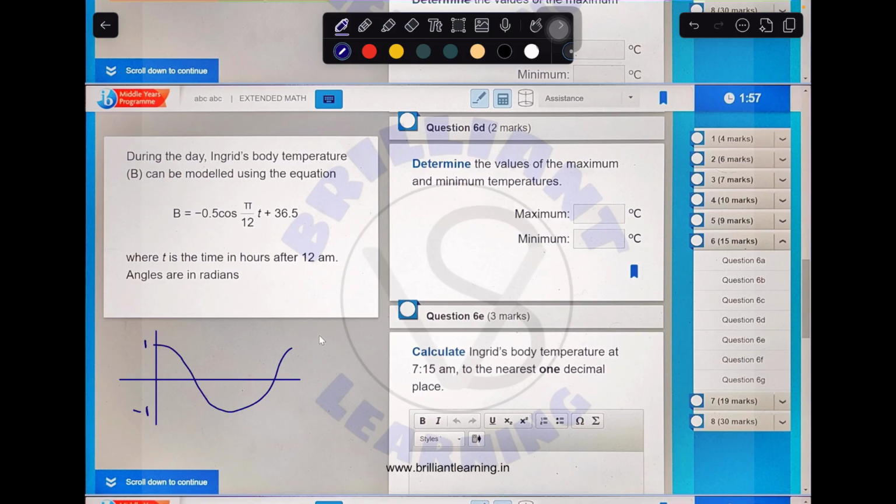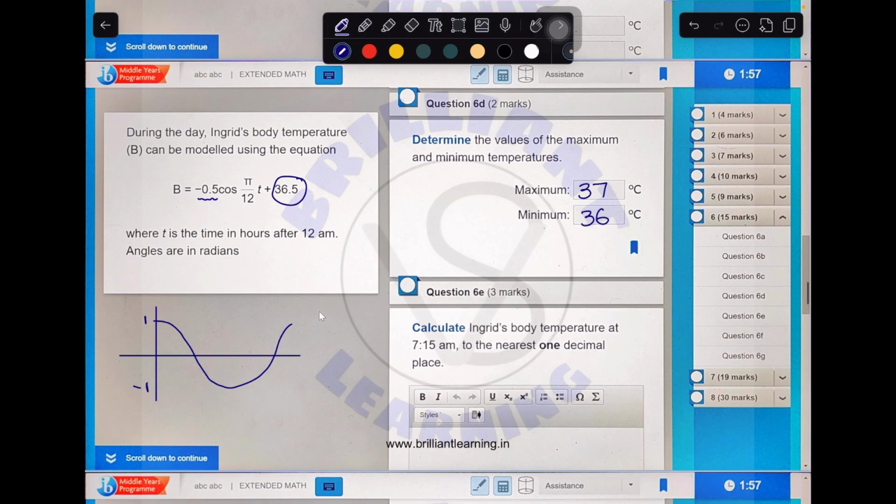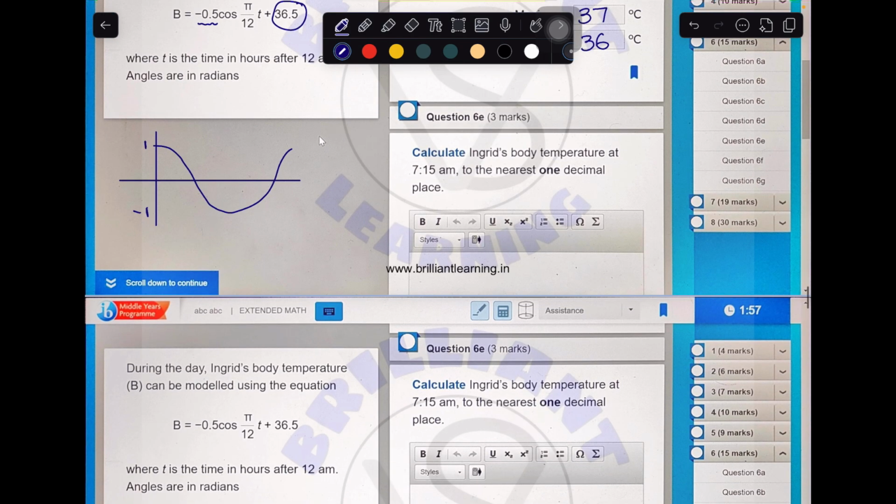So if I look at my y-intercept here, 36.5 is where the cosine graph starts in our case, and it's going to fluctuate either side of that by 0.5, because we have 0.5 times 1. So if I add 0.5, I would get my maximum of 37. If I subtract 0.5, my minimum is going to be 36. Again, this would be clearer on a graph. I'm guessing it would be allowed for a question like this, so don't worry too much.